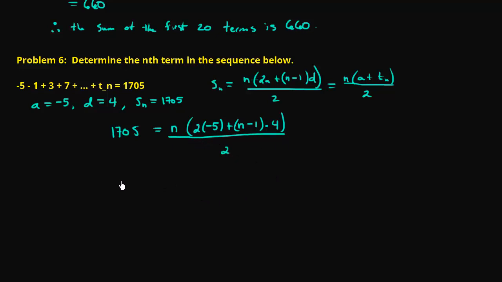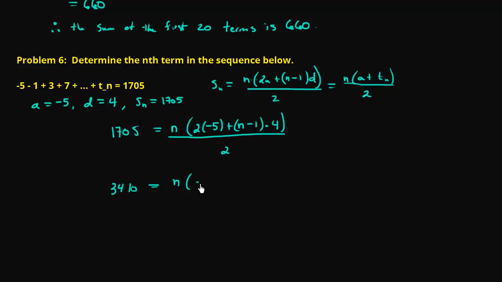Okay. So when we go to solve this equation, the first thing that we could try to do is clear out the fractions. So we can multiply both sides of this equation by 2. And we get that 1705 times 2 is 3410. And that's equal to, let's see here, we're going to have n times -10.